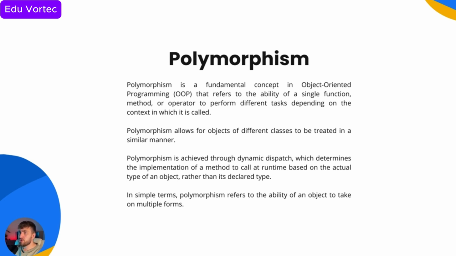Polymorphism is achieved through dynamic dispatch, which determines the implementation of a method to call at runtime based on the actual type of an object rather than its declared type. In simple terms, polymorphism refers to the ability of an object to take on multiple forms. In object-oriented programming, polymorphism is achieved by allowing objects of different classes to be treated as objects of a common class. This is achieved through inheritance and the use of interfaces and abstract classes.